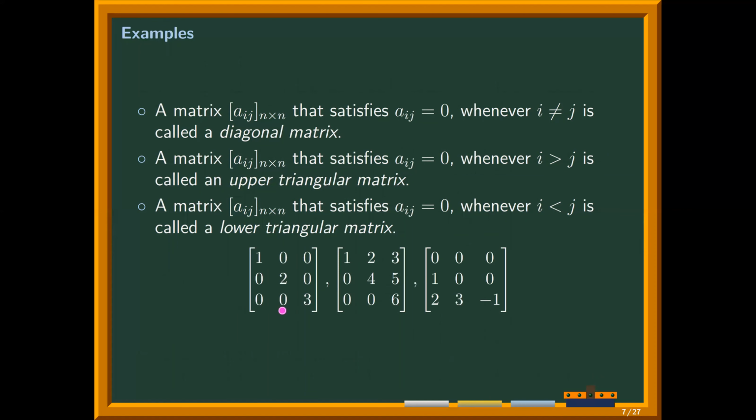So here are some examples. This is a diagonal matrix. This is an upper triangular matrix. And this is an example of a lower triangular matrix.